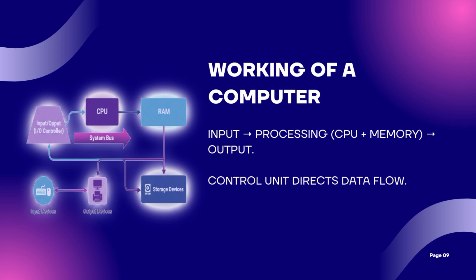As you can see in the diagram, the input unit sends the data to the CPU and memory. The CPU fetches instructions from memory, the ALU performs the operations, and the results are either stored back in memory or sent to the output unit. The control unit sends control signals to every part to make sure this happens in the right order.